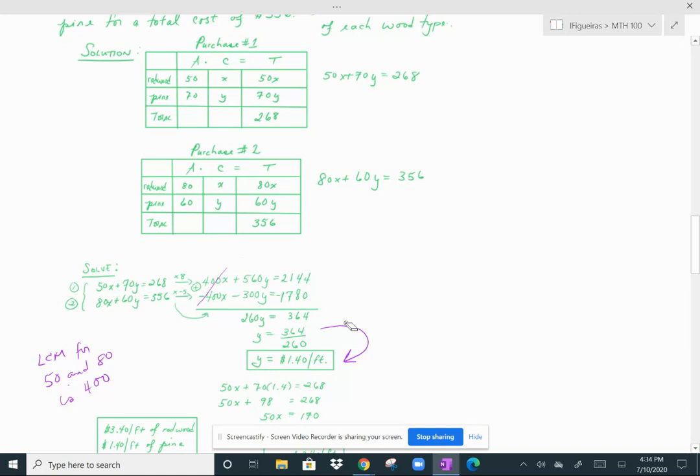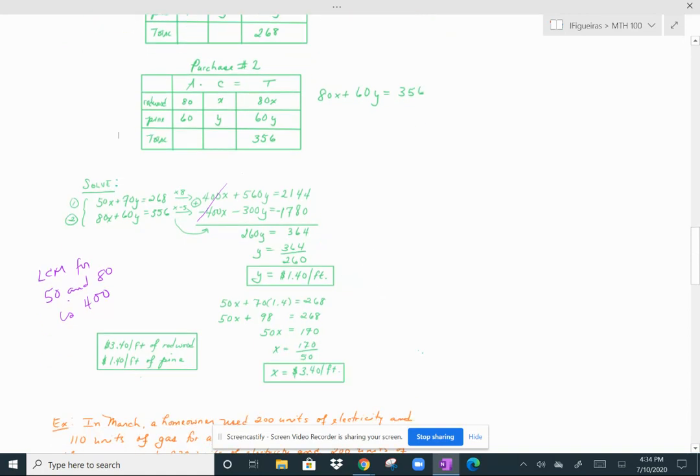All right, so let's figure out what our cost is for the redwood because we need to know both. I'm going to plug in the $1.40 into either equation 1 or 2. I decided to plug it into equation 1. So I have 50x plus 70 times 1.4 equals 268. 70 times 1.4 is 98. Subtract 98 from both sides. You get 50x equals 170.